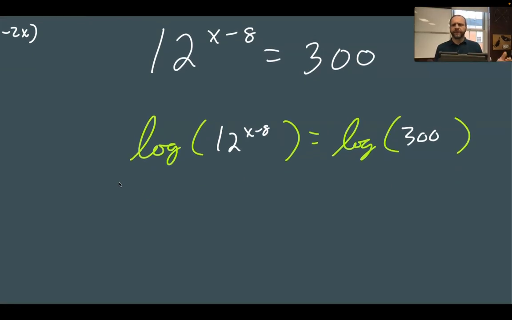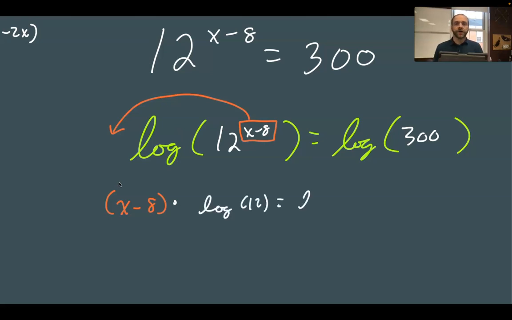Well, why are we doing that? Because if I do that, I can take my exponent and bring it down. That's the power rule. And so I'm going to say, hey, x minus 8 times log of 12 equals log of 300.